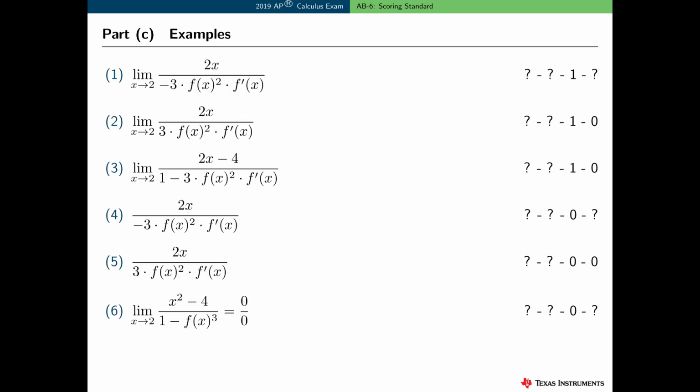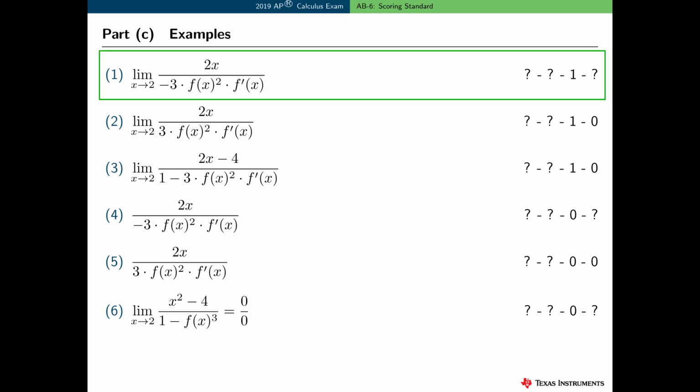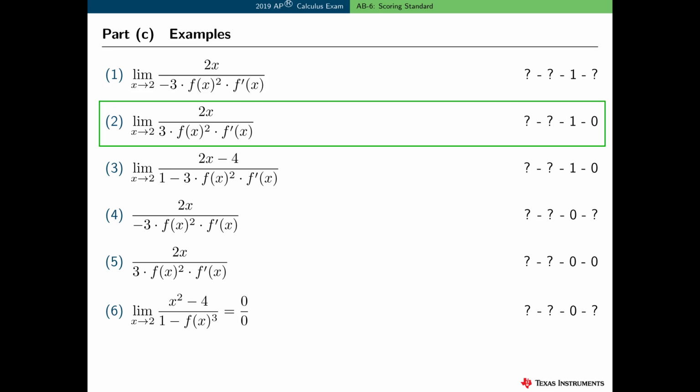Here are even more example student responses, this time focused on the third and fourth points and how each was scored. In example 1, I can see L'Hopital's rule here, that's the third point, and the student is eligible for the fourth. In example 2, I can also see L'Hopital's rule, but there's an error in the denominator. This earns the third point, but is not eligible for the fourth. The student cannot get the correct answer.